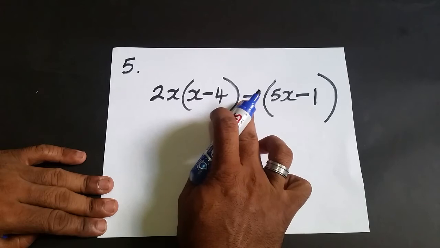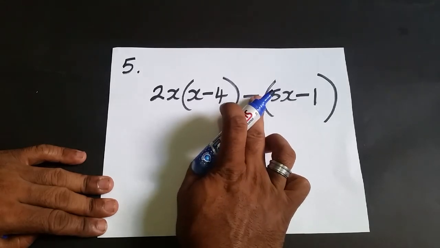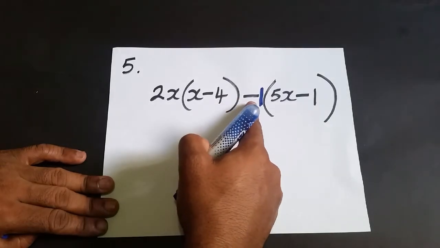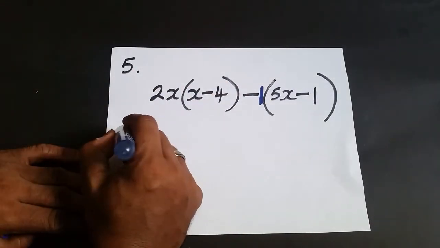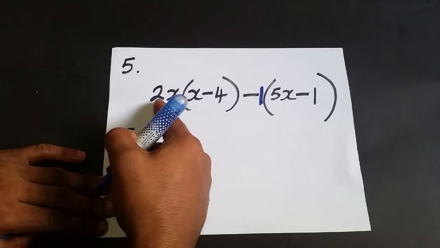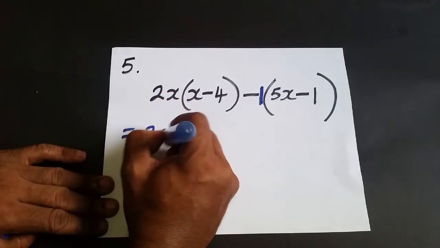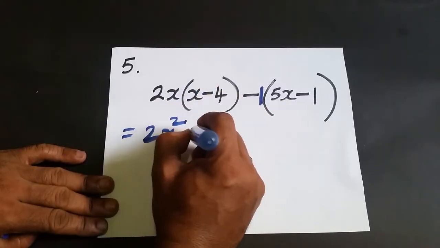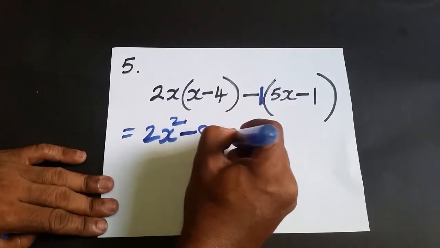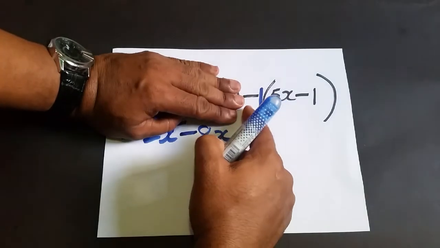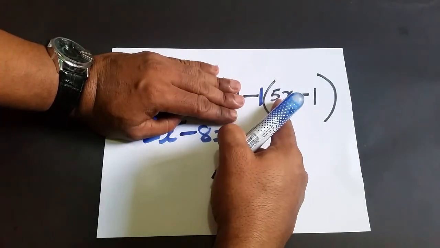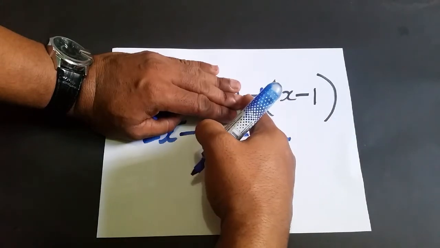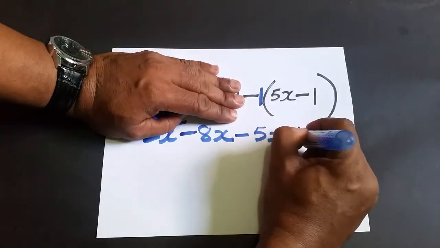And interestingly enough, there's a minus here. And when you don't say any number out here, it's assumed to be a 1 here. So this now becomes negative 1. So we're going to expand this set first. So it's positive 2x times x, which gives us positive 2x squared. 2x times minus 4, that's minus 8x. So we're going to come to this end now. So it's negative 1 times positive 5x. That gives us negative 5x. And negative 1 times negative 1 gives us positive 1.